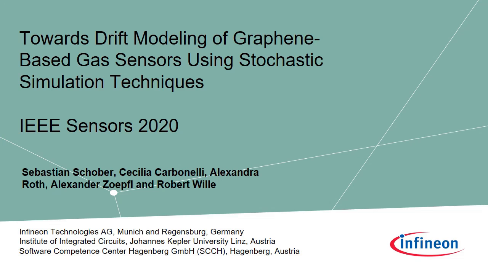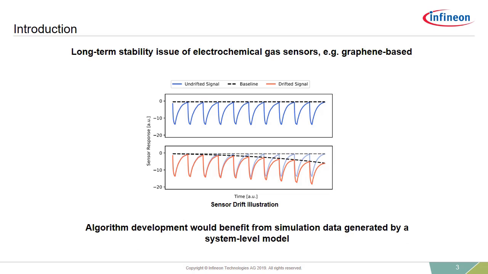The topic of the presentation is towards drift modeling of graphene-based gas sensors using stochastic simulation techniques. Electrochemical gas sensors are a very promising technology for tracking air quality and also for other applications. However, the long-term stability of these sensors is a big problem, also for graphene-based electrochemical gas sensors that were studied here in particular.